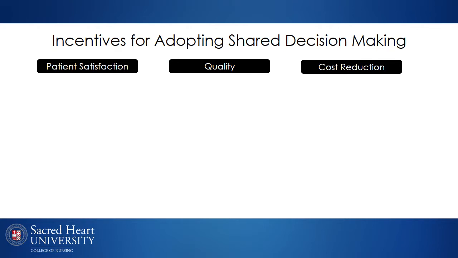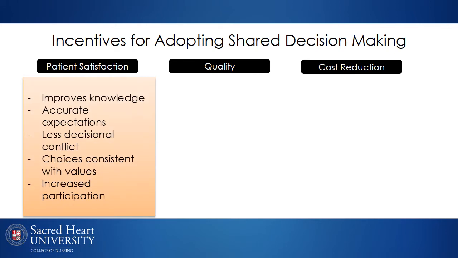Another topic you can discuss with your leadership team is how the implementation of SDM could affect the organization in a positive way, reflective of the triple aim: increased patient satisfaction, improved quality, and reduction of cost. In terms of patient satisfaction, SDM improves the patient's experience of care. They improve their knowledge and have more accurate expectations of possible benefits and harms, reducing decisional conflict. They reach choices more consistent with their values and become active in the decision-making process.